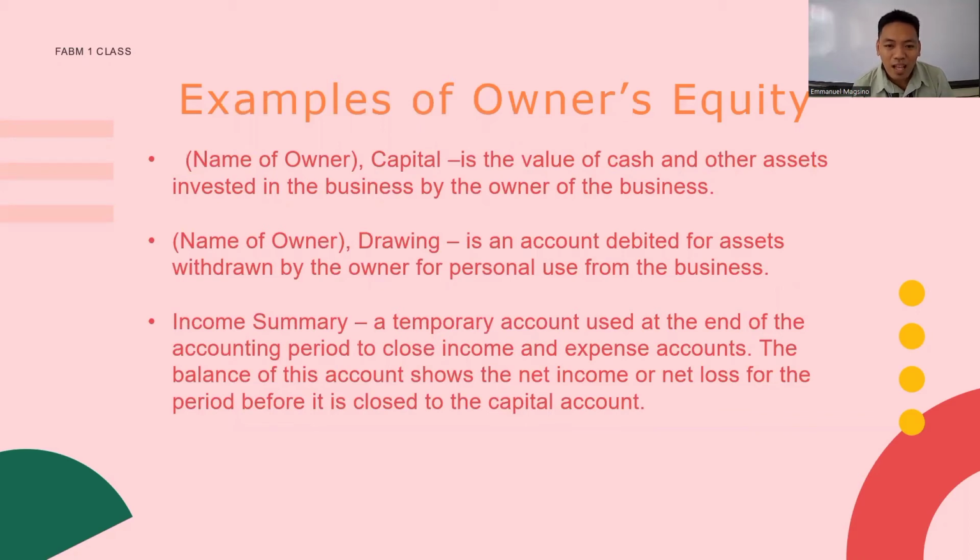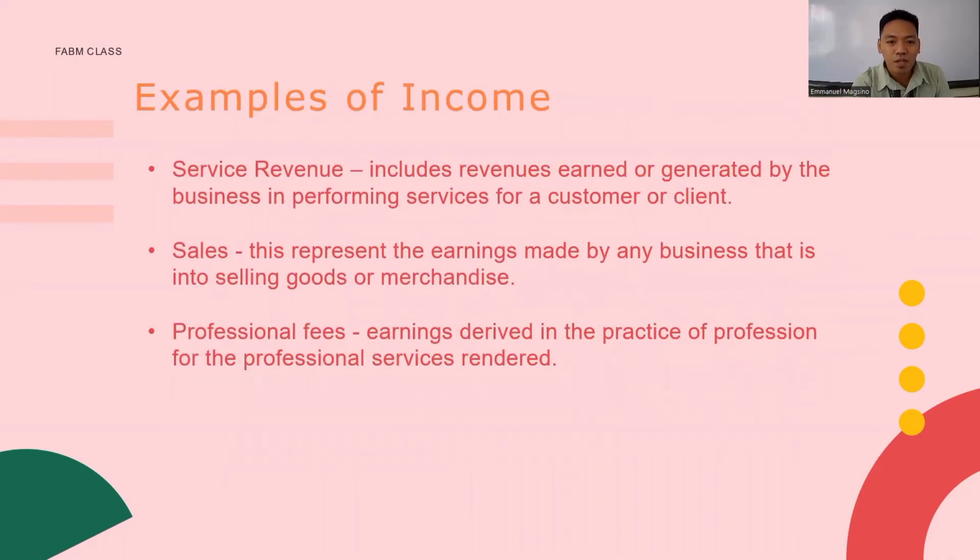Tapos, income summary, these are the temporary account used at the end of the accounting period to close income and expense accounts. The balance of this account shows the net income or net loss for the period before it is closed to the capital account. So, the examples of an income, we have service revenue, includes revenues earned or generated by the business in performing services for a customer client. Sales, this represents the earnings made by any business that is into selling goods or merchandise. We have professional fees. These are earnings derived in the practice of profession for the professional services rendered.